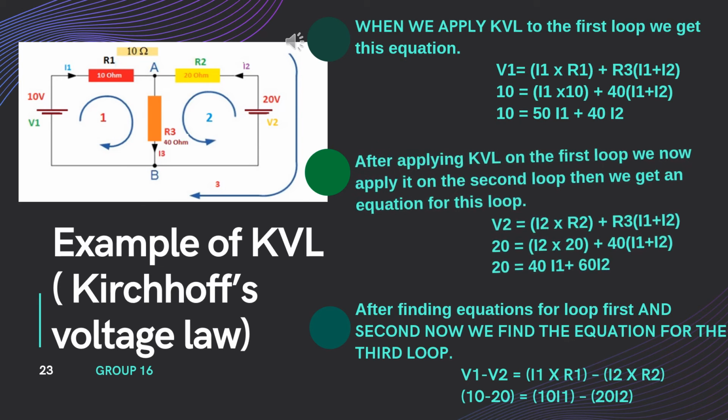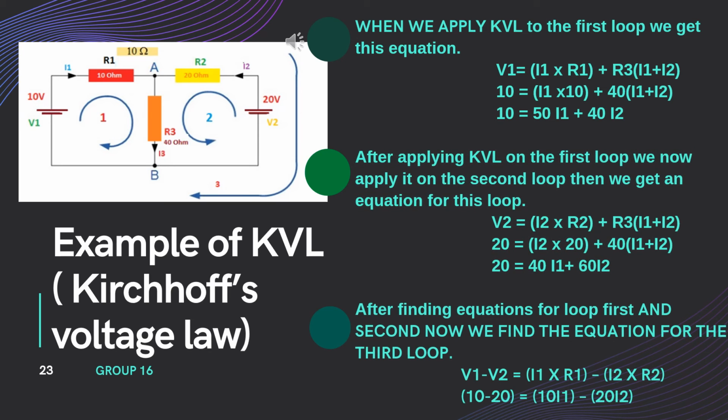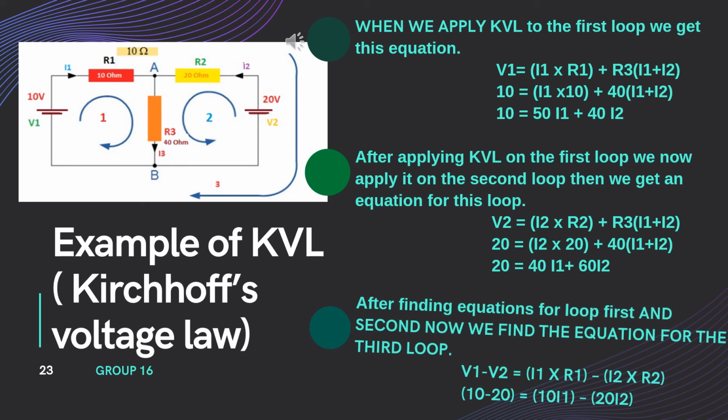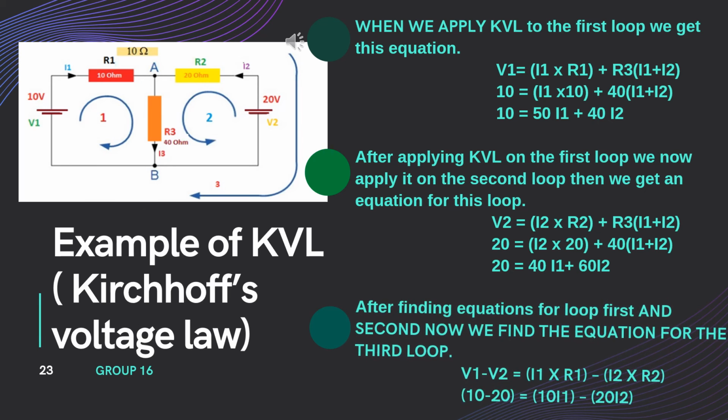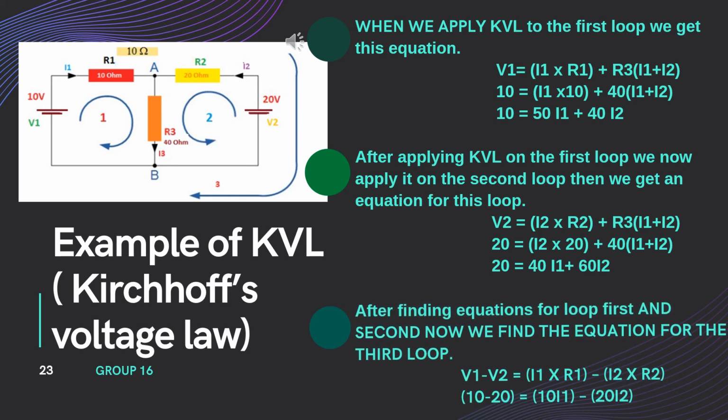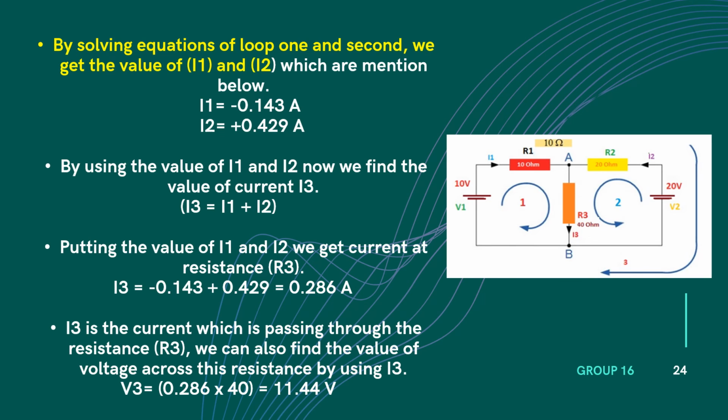After applying KVL on the first loop, we will now apply it on the second loop. Then we will get the equation for this loop. After finding the equations for loops first and second, now we will find the equation for the third loop. V1 minus V2 equals I1 times R1 minus I2 times R2. 10 minus 20 equals 10 I1 minus 20 I2. By solving the equations of loops 1 and 2, we will get the values of I1 and I2, which are mentioned below. I1 equals negative 0.143 ampere and I2 equals positive 0.429 ampere.